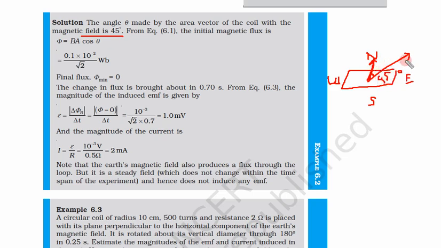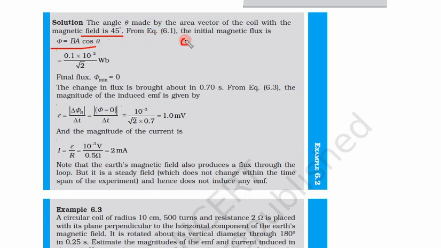Total angle between north and east is 90 degrees, but since this magnetic field is in the northeast direction, the angle is 45 degrees with the normal to this loop. So we get this angle to be 45 degrees.